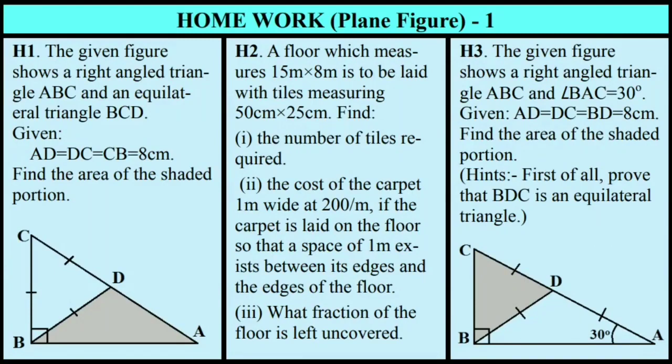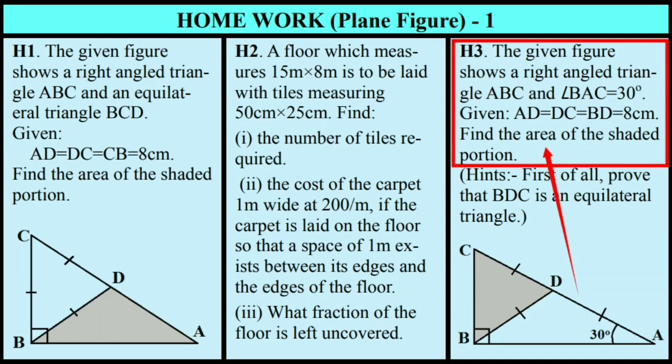This one is your first homework on the chapter Plane Figures. This homework is based on triangles and quadrilaterals. In question number H1, the diagram contains a right-angled triangle ABC and an equilateral triangle BDC. The next question, number H2, is based on two rectangles. First rectangle is the floor of a room and next rectangle is a tile.